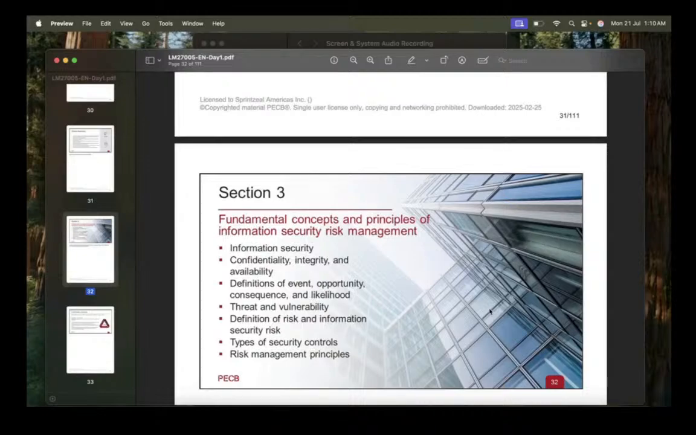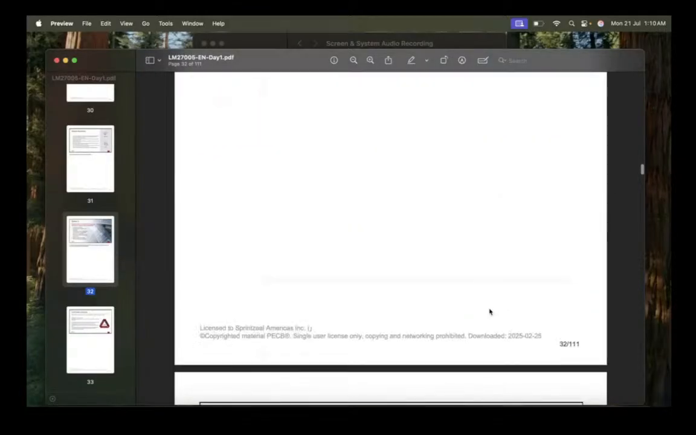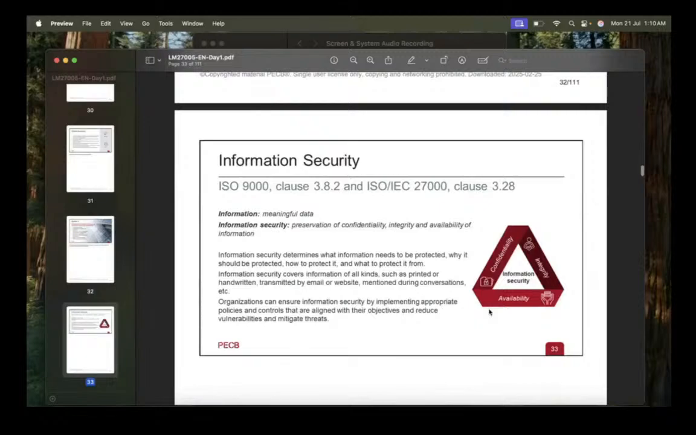Basically, if we take it into two parts, information and security. Information is any type of data that we have. Yeah, it's mostly related to data. And security is how to secure, how to protect that information, how to protect that data that we have. So that is basically information security. And the triangle that you talked about is definitely CIA: confidentiality, integrity, and availability.